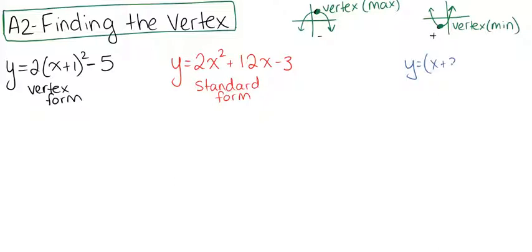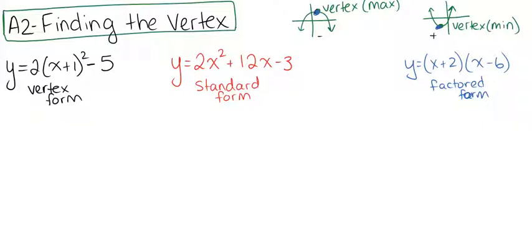So say we had something like x plus 2, x minus 6. So this is factored form. Okay, so we're going to review how to find the vertex of a quadratic function. So remember, the vertex is going to be our max or our minimum value in our function.